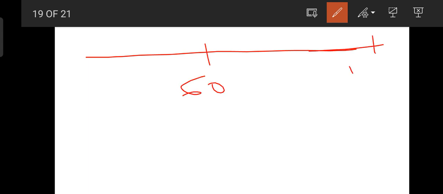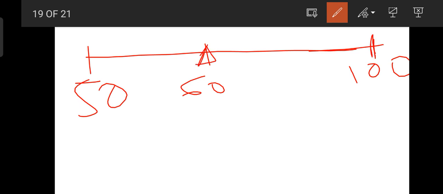No, something is wrong. Wait a minute. 60, 100, 50. What was I missing? This is the pivoted point. This is the line of action. This is the line of action.